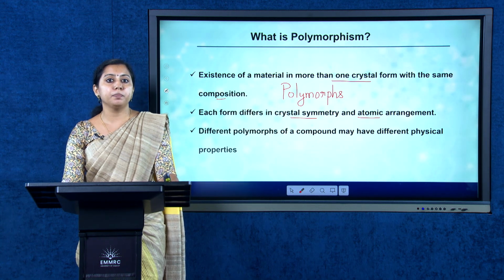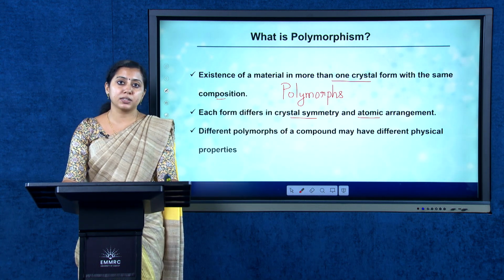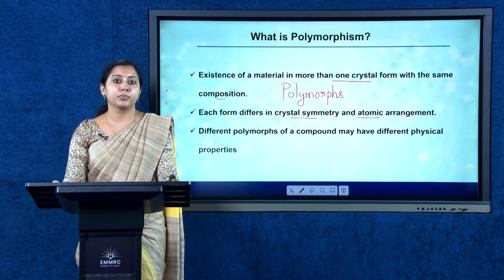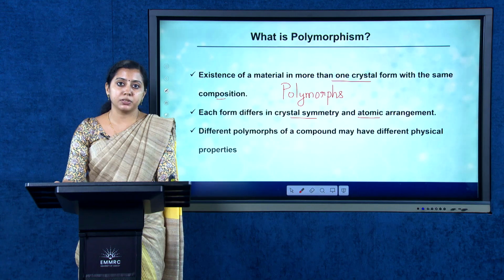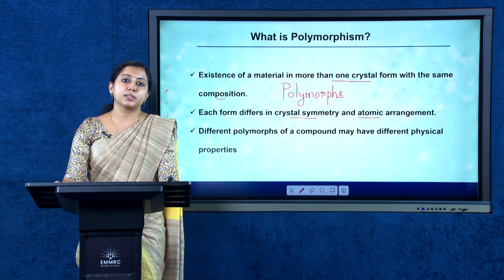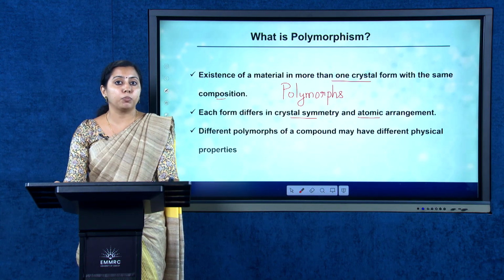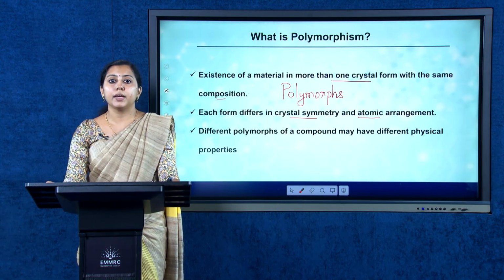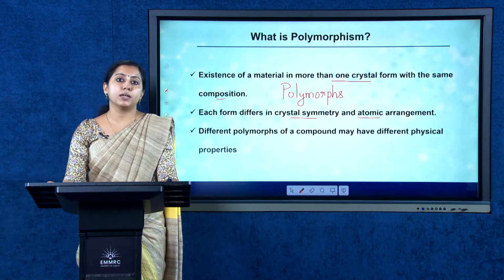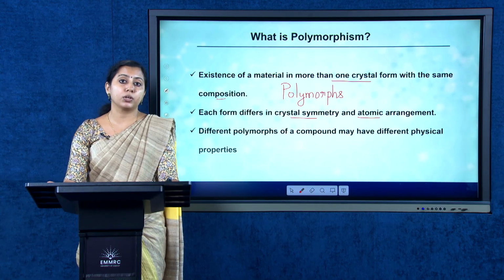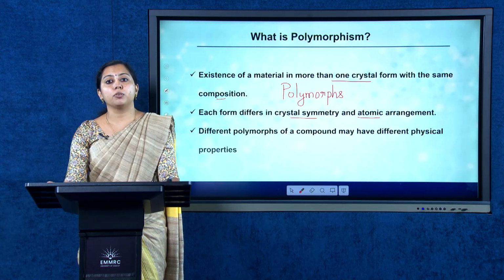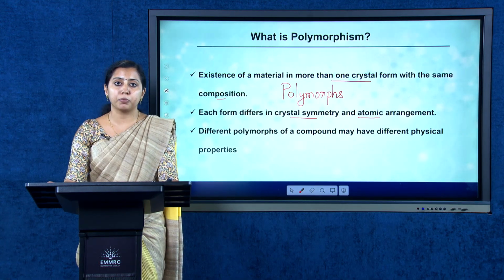So, polymorphism is the existence of a crystalline material in more than one crystal form with the same chemical composition. Such crystal structures are referred to as polymorphs and the phenomenon is called polymorphism. Each polymorph differs in its crystal symmetry as well as the arrangement of atoms or structural units. And different polymorphs of a compound may have different physical properties.